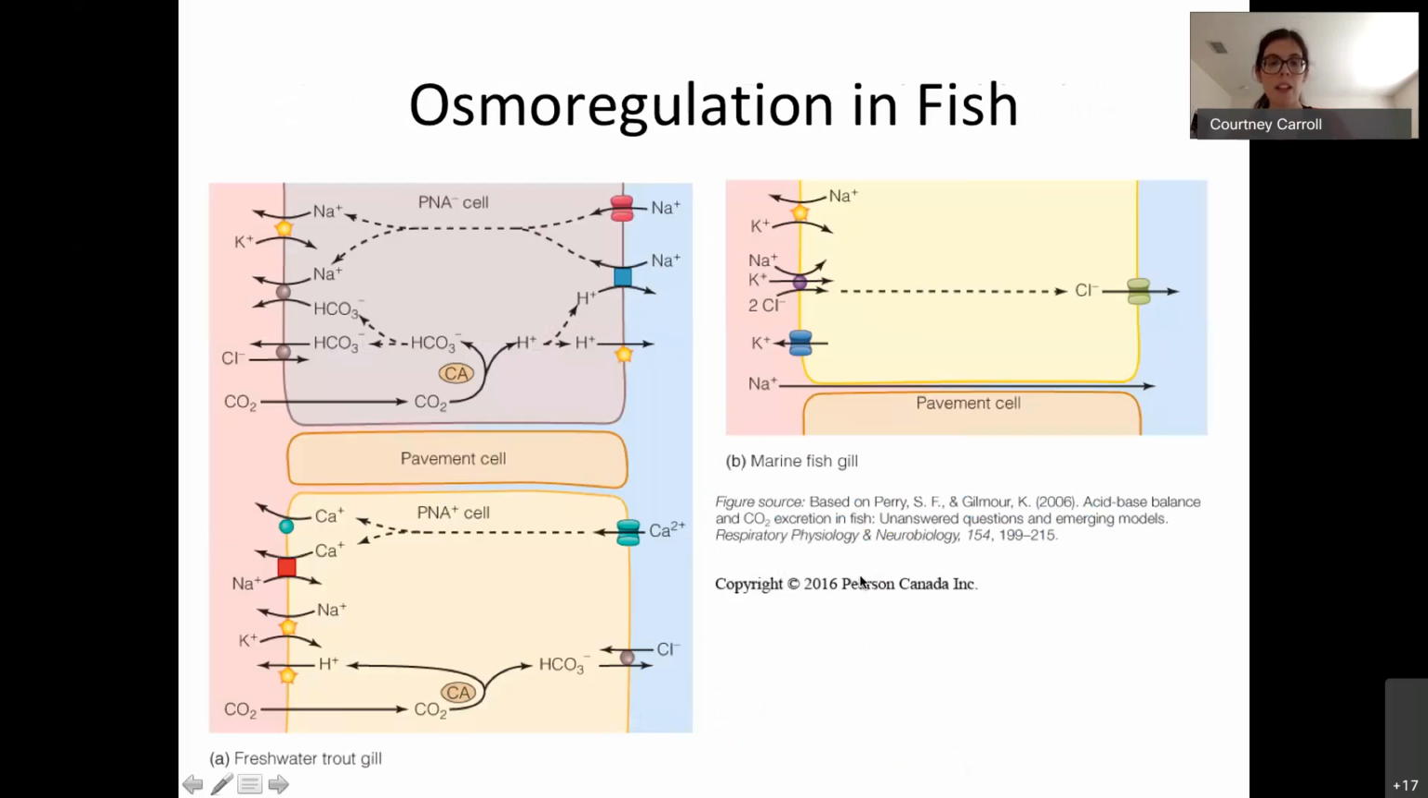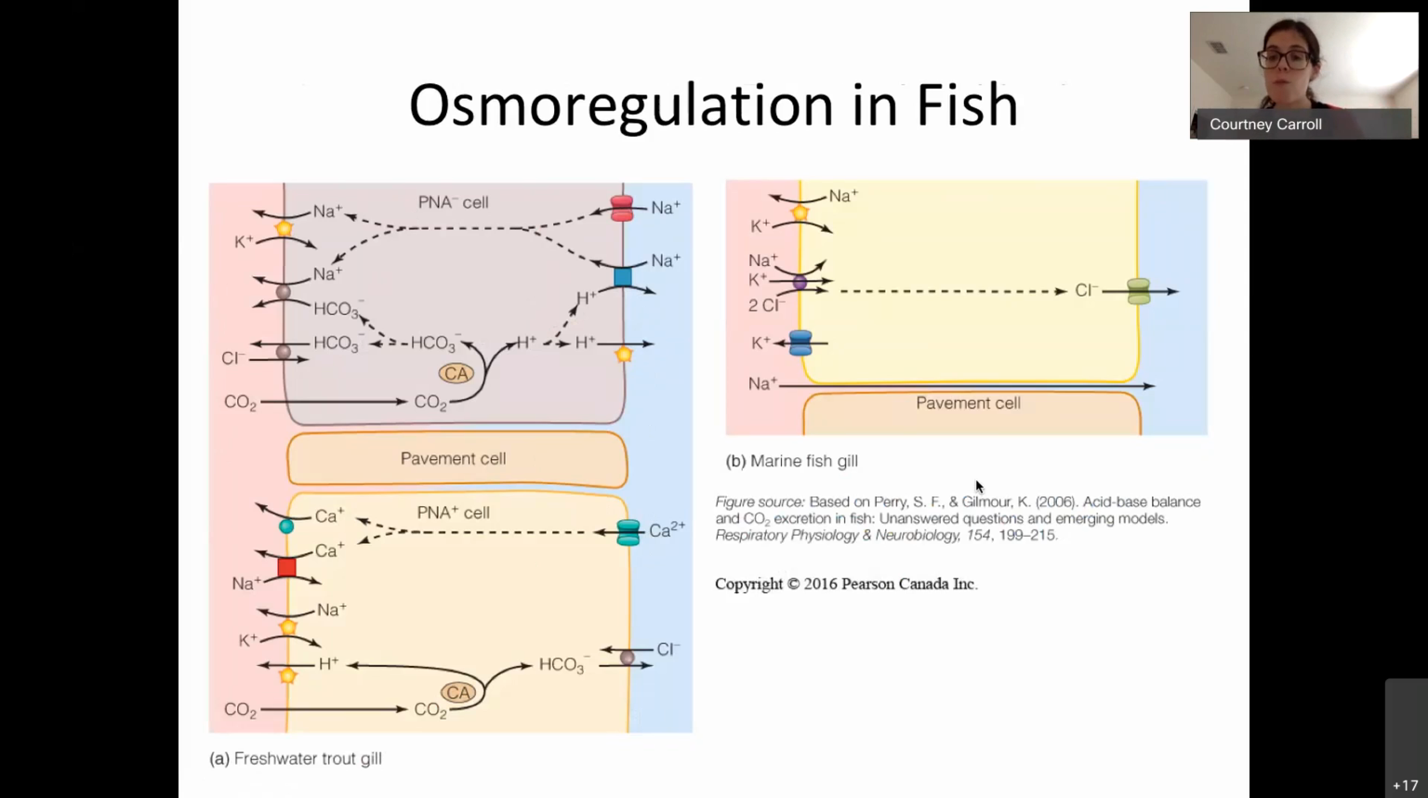Okay. This is showing you both freshwater and marine side by side. So if we look at a PNA positive cell, PNA negative cell, you can see shown in blue here is the water, okay? And the inside here is that pink color. And so for the PNA negative cell, they use the bicarb they make as a gradient to drive in the movement of sodium, okay? Whereas in marine fish, their goal is going to be different.